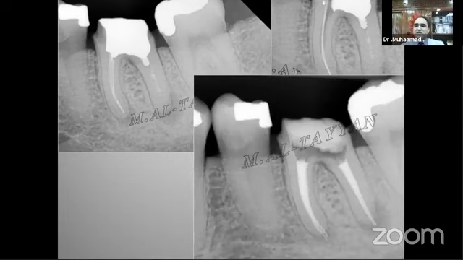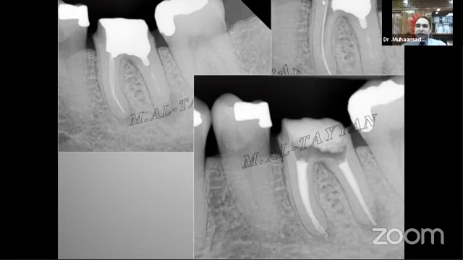This is one of the interesting cases. I would like to share this case because it was a lower left 6 with a separated instrument in the apical part of the mesiobuccal canal. The approach was to bypass the separated instrument, but unfortunately I wasn't really able to control the apex. So I pushed some material outside the canal, and the separated instrument was pushed around 1 millimeter beyond the apex, as you can see here, because of the apical resorption on both roots.